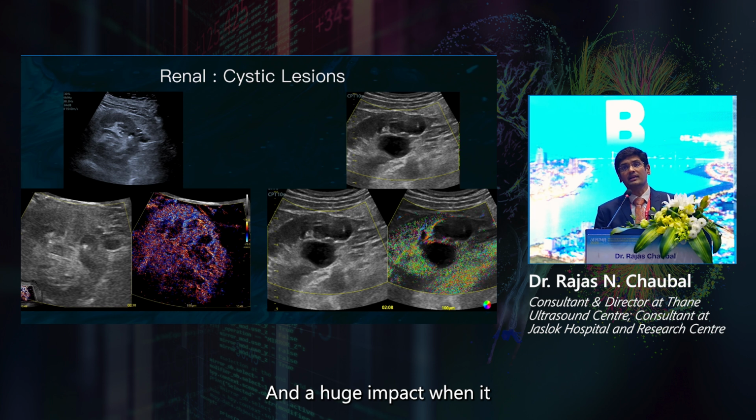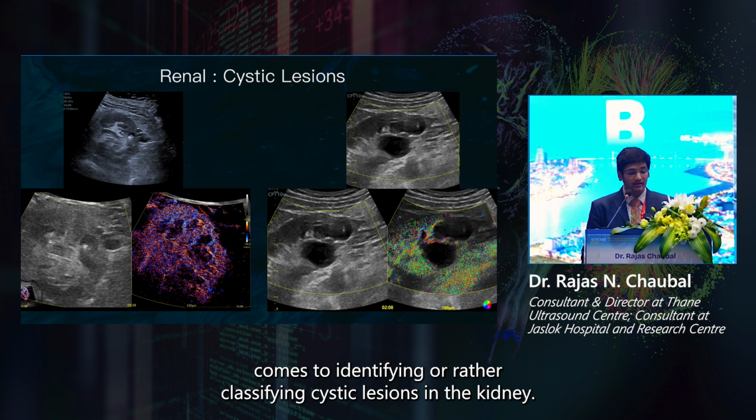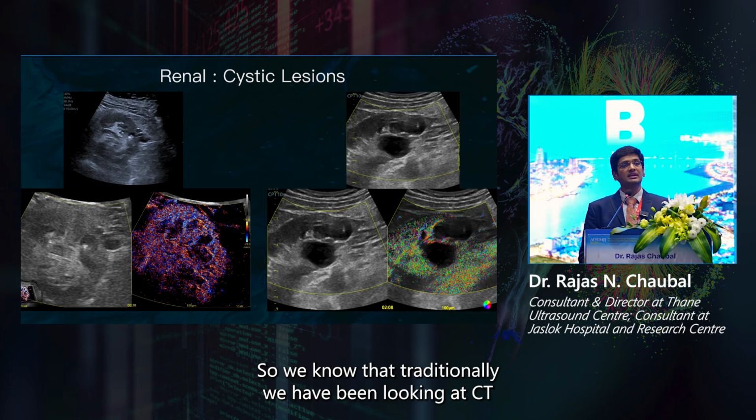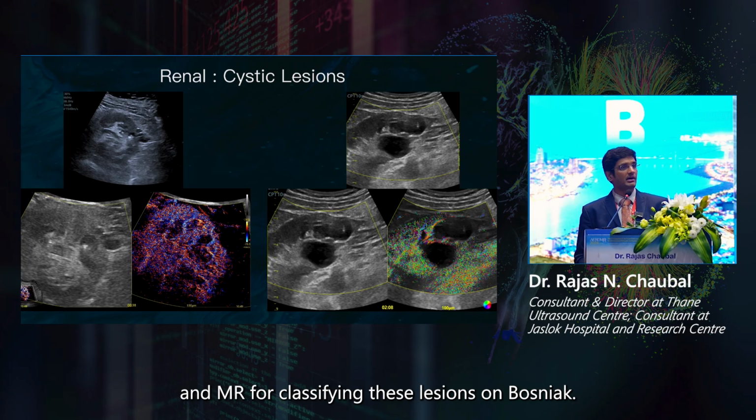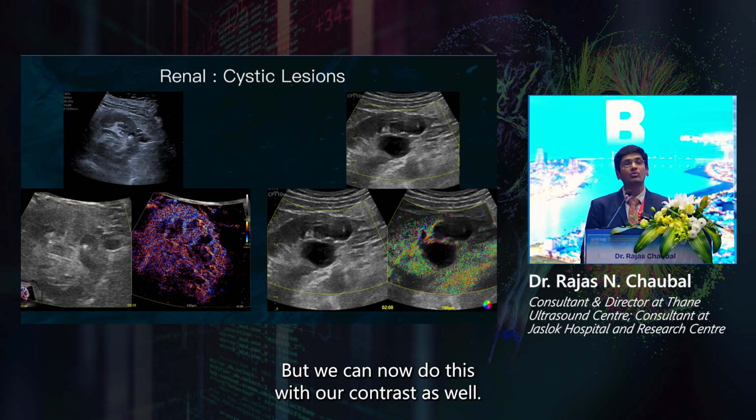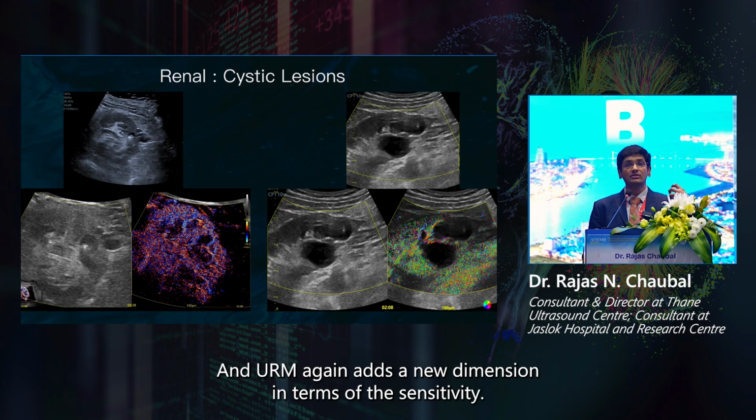And a huge impact when it comes to classifying cystic lesions in the kidney, right? So we know that traditionally we have been looking at CT and MR for classifying these lesions on Bosniak, but we can now do this with our contrast as well. And URM again adds a new dimension in terms of the sensitivity.